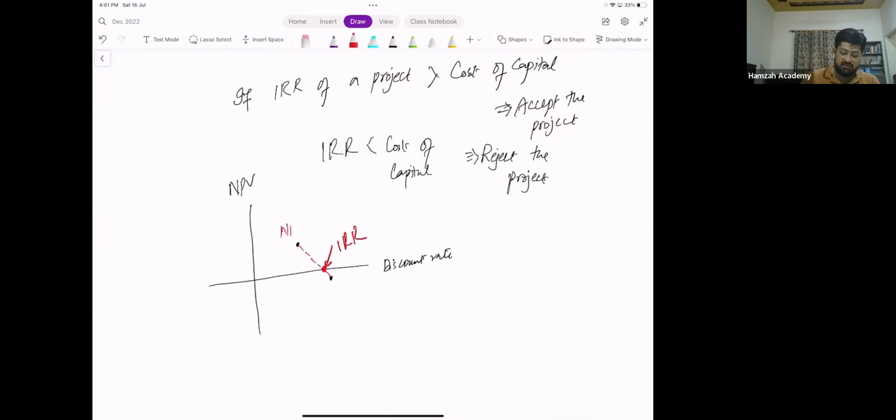This is NPV at lower rate. This is NPV at higher rate. This is IRR, where NPV is 0 now. This is the return of the project. And that's why we say, why? There is another definition of IRR.